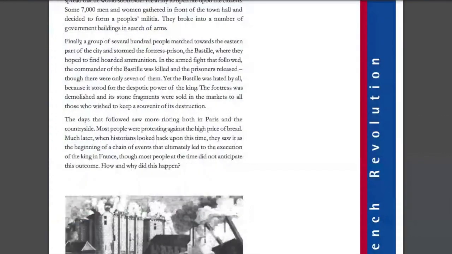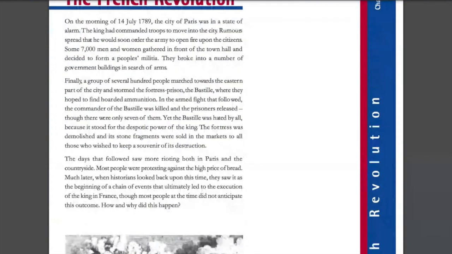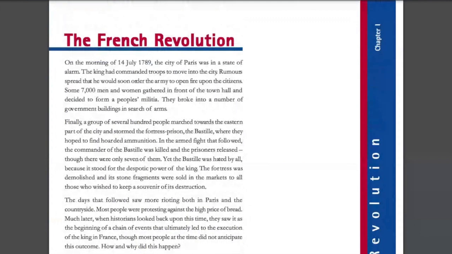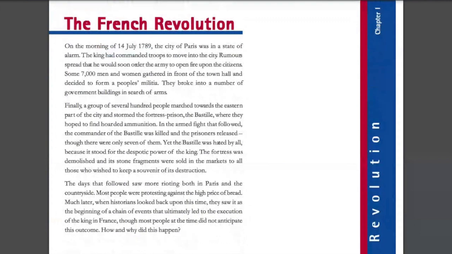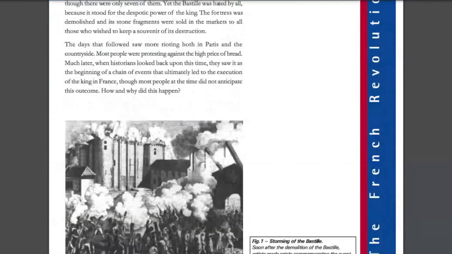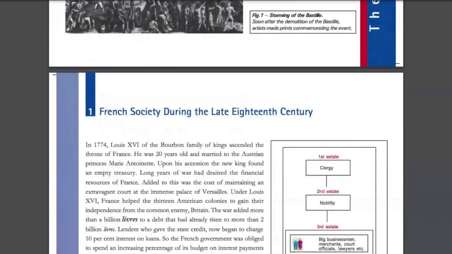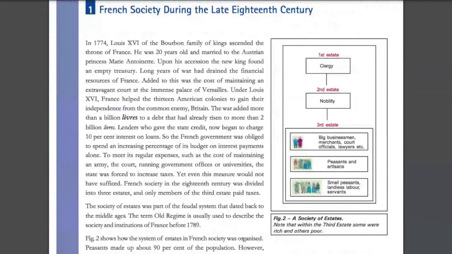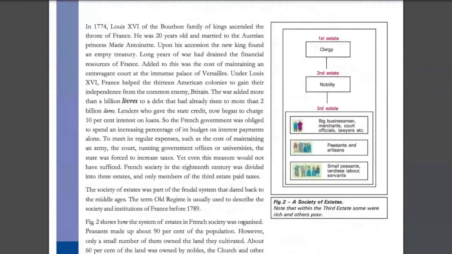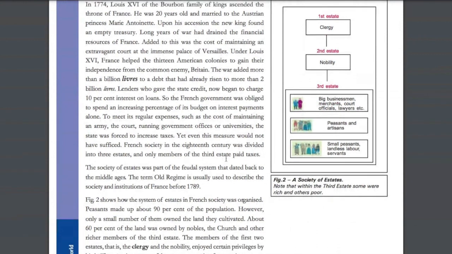French Revolution. Louis XVI became king of France in 1774. Then he was married to Marie Antoinette. He became king of France at 20 years old. Then he increased taxes as he had an empty treasury. He couldn't run the country. The country didn't have money for anything, so it had to increase taxes.